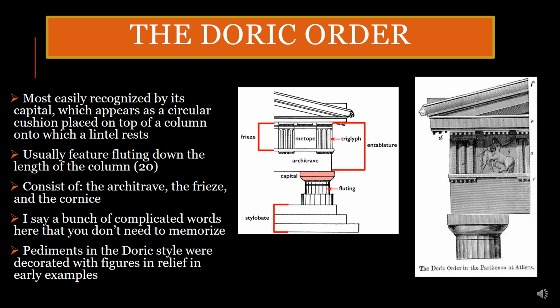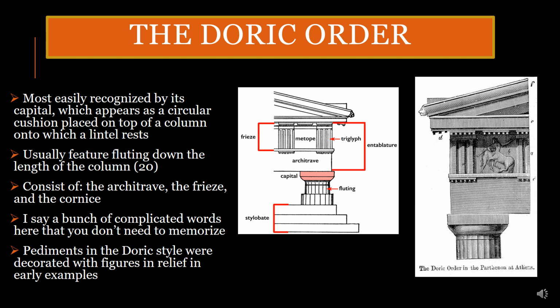The Doric order developed on mainland Greece and spread to Italy. It is most easily recognized by its capital, which appears as a circular cushion placed on top of a column onto which a lintel rests. In early examples of the Doric order, the cushion is splayed and flat, but over time it became more refined, deeper, and with a greater curve.